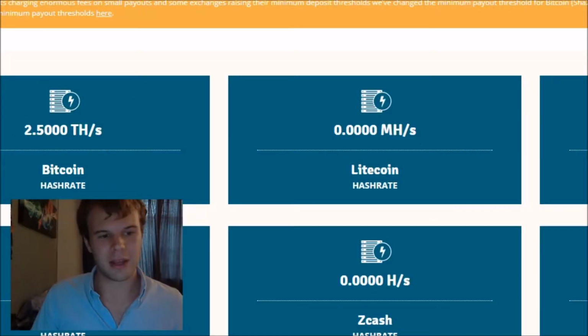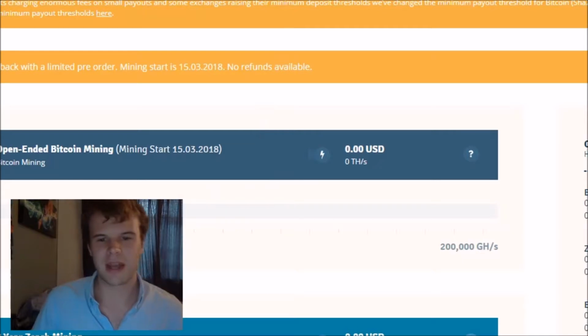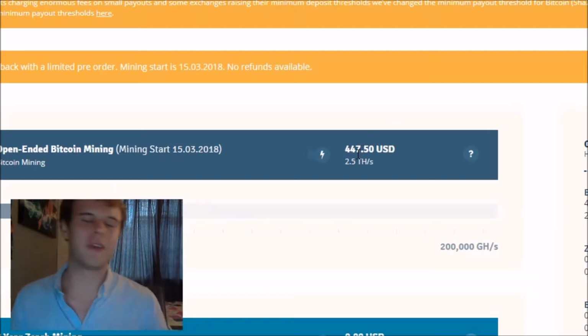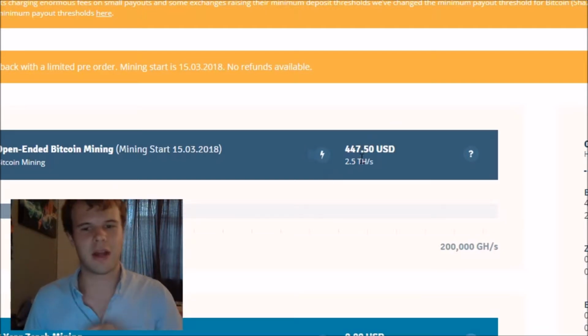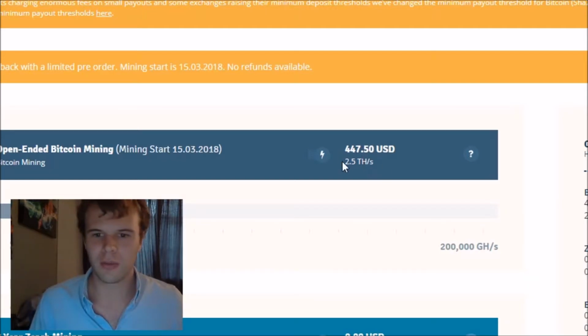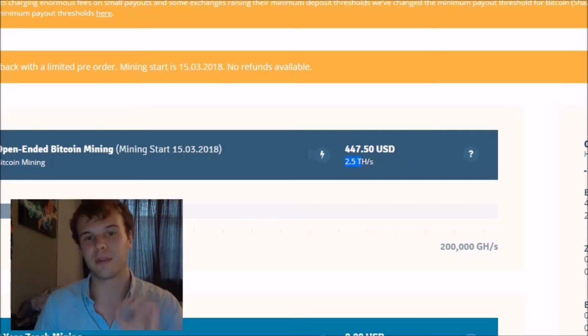If I come down here and I want to, say, buy hash power, I just want to put this in perspective so you can see the amounts. I have 2.5 terahash. 2.5 terahash is $447, so about 6,200 rand. I might be slightly off because of the exchange rate, but normally not too wrong. So with this $447, I get 2.5 terahash worth of computing.